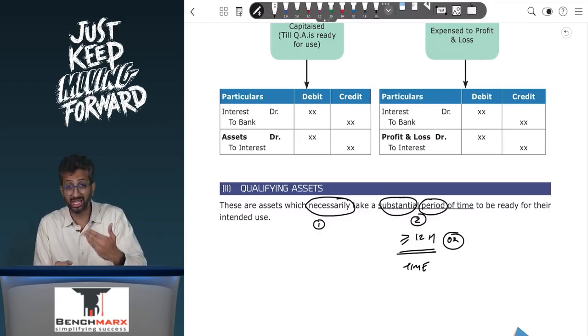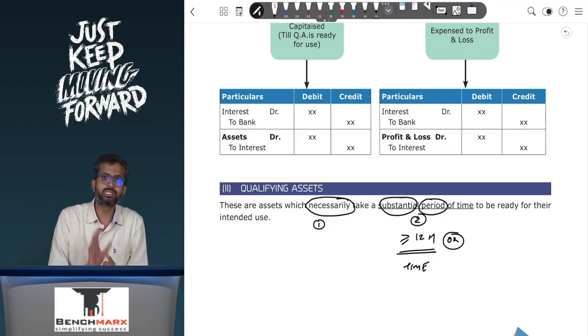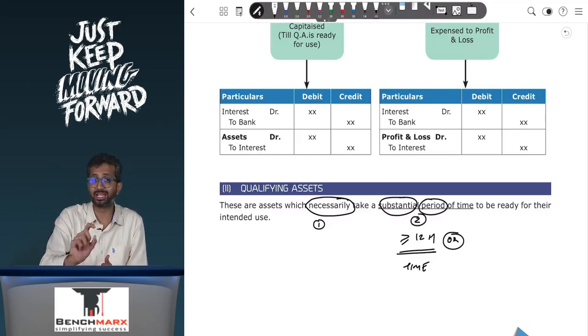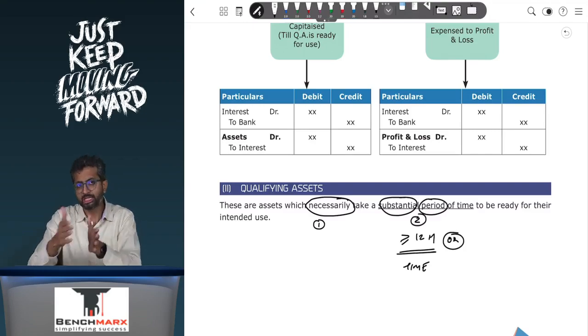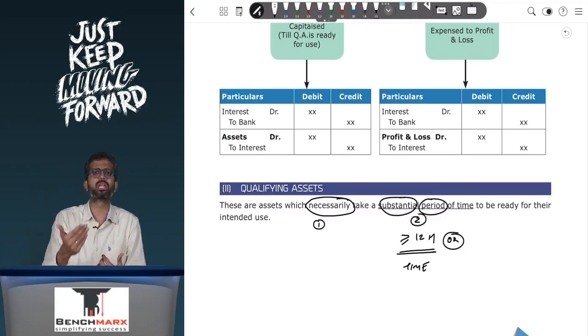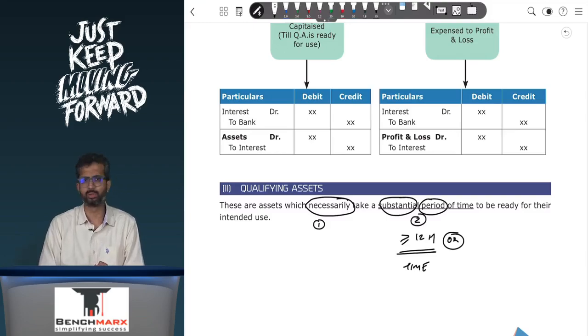asset or not. So if I am developing a software which is taking 8 months, that is a qualifying asset because it takes more than 6 months. That is a substantial period of time for me. Okay, so if nothing is given from a student standpoint, we can take 12 months, but if a specific time period is given, we will take that for the purpose of determination of a qualifying asset. So that is regarding the substantial period.